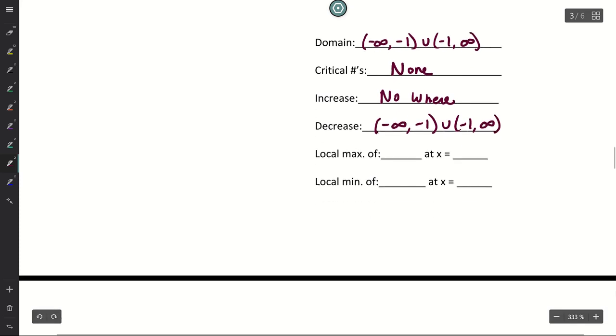All right, and then here we didn't have any relative extrema, so what you could do on an exam is just bracket that off and tell me there's no relative extrema.